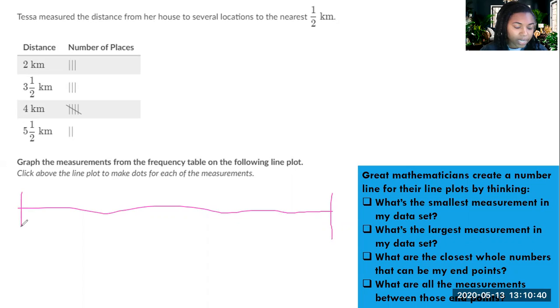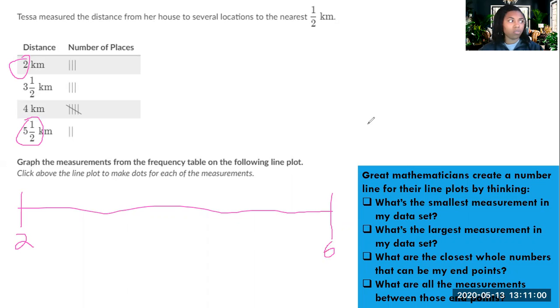So I'm looking at the data. I'm thinking about what's the smallest measurement, what's the largest measurement. Oh, this is easy because it's very well organized. So the smallest is 2, the biggest is 5.5. Let me think, what are the closest whole numbers? 2. 5 is not big enough, so we have to go to 6.